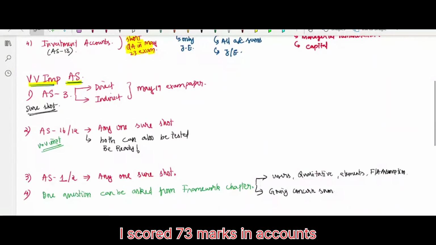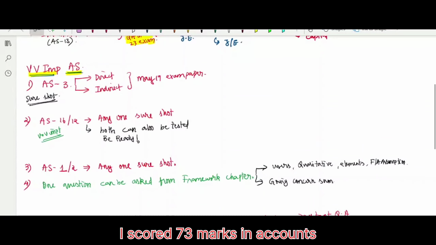Okay, then let's discuss important accounting standards. AS 3 is very important, since in the November 22 exam paper they tested it for theory, but they haven't tested it for practical. So this time I am expecting both methods, direct method and indirect method, to be solved from the given question. If you want to see these types of sums, you can go through the May 19 exam paper, since it was tested there. The same sum you have to solve from both methods, direct and indirect. So sure, this question is going to come. Please be cautious about it.